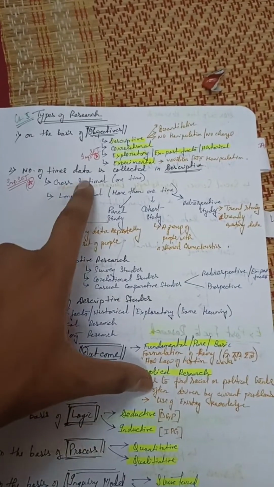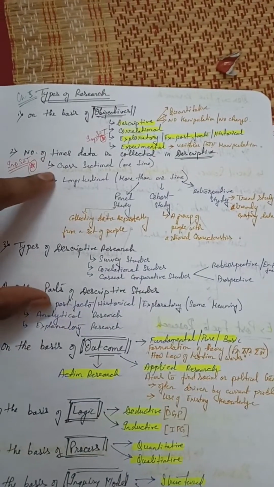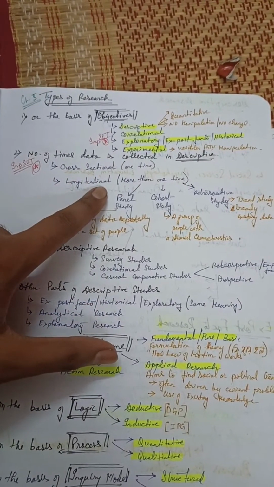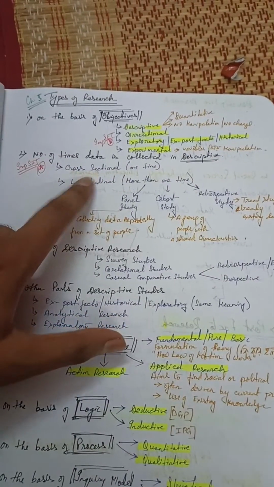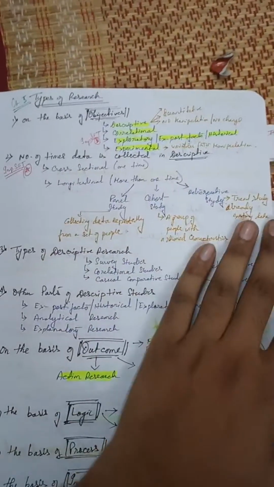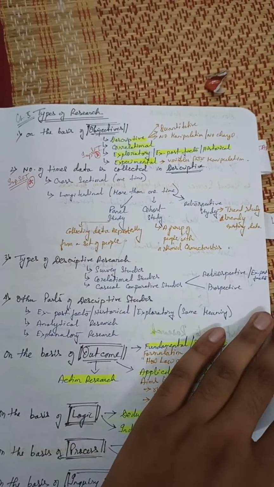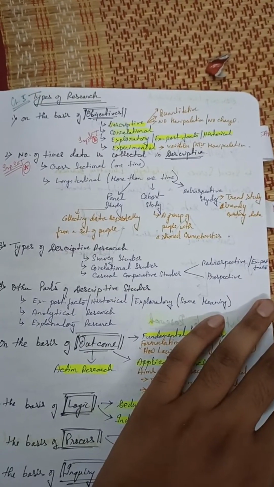So the number of times data is collected can be divided into two types: cross sectional and longitudinal. If data is collected one time, it is known as cross sectional, and if data is collected multiple times, it is known as longitudinal study. Now longitudinal study can be divided into three parts: panel study, cohort study and retrospective study.